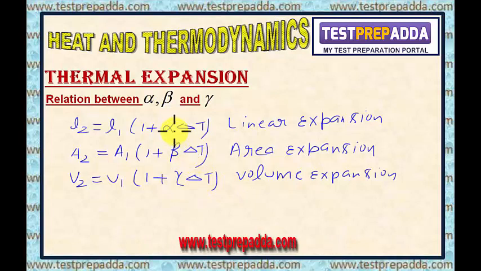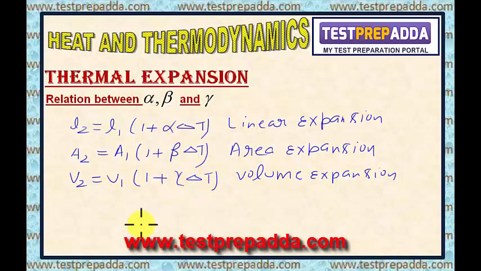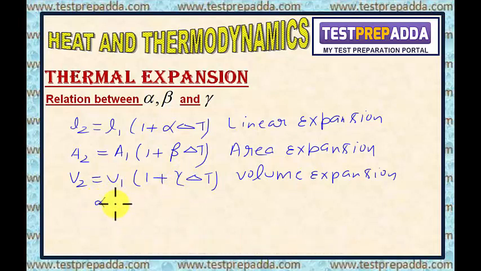Now we have to find the relation between alpha, beta and gamma. This alpha, the coefficient of linear expansion, is also written as alpha L. This beta, the coefficient of superficial expansion, is also written as alpha A, and this gamma, the coefficient of volume expansion, is also written as alpha V. Dear students, in this session I am going to talk about the relation between alpha, beta and gamma.